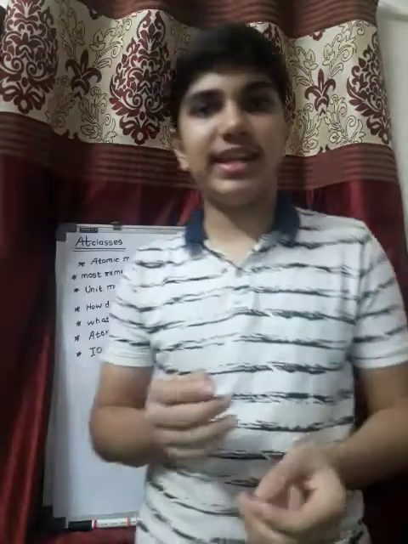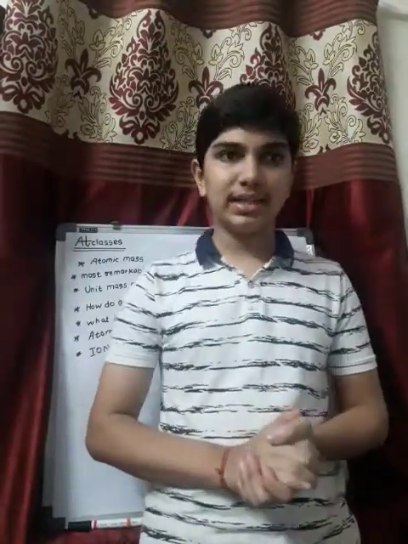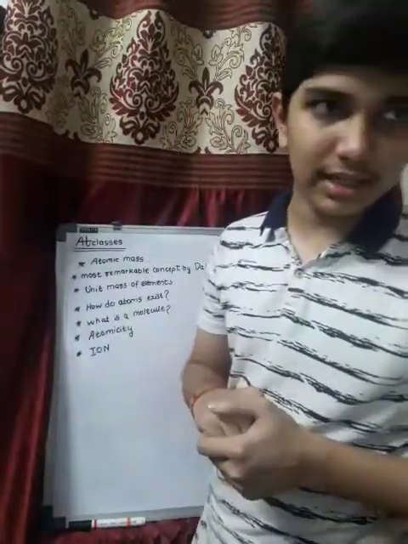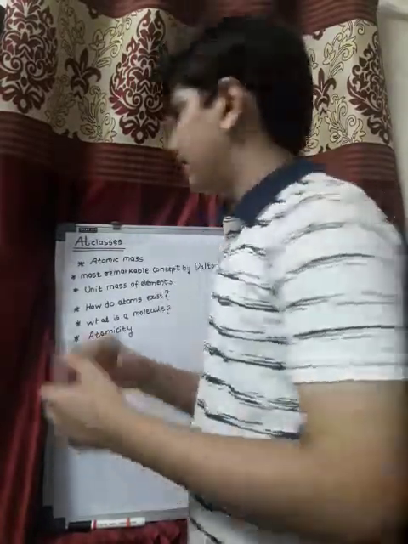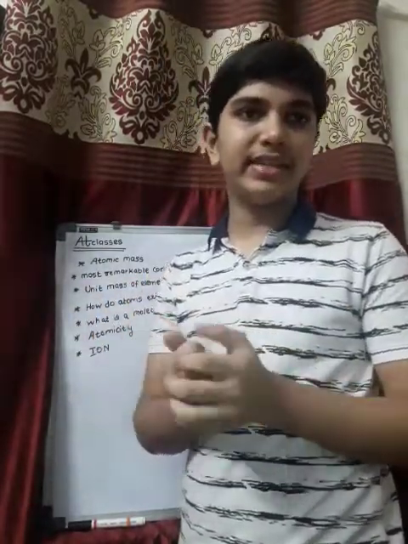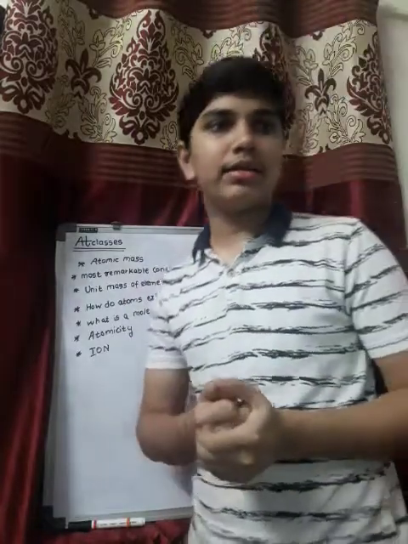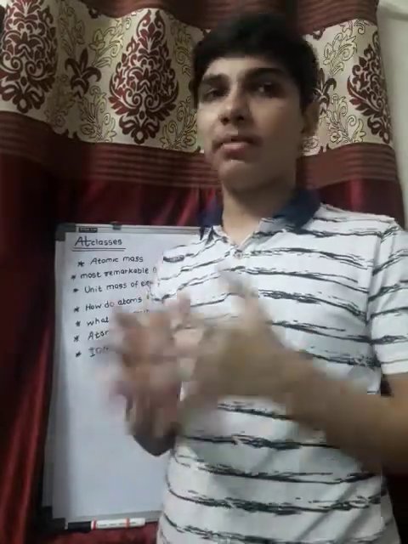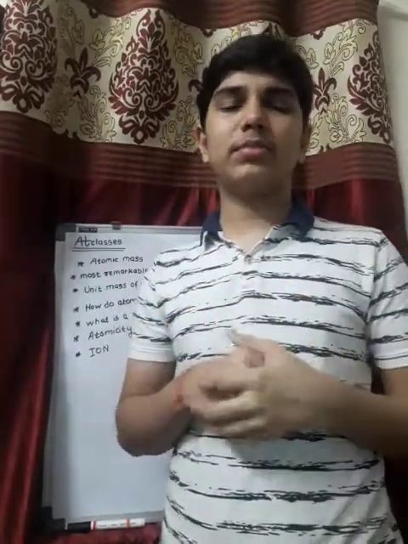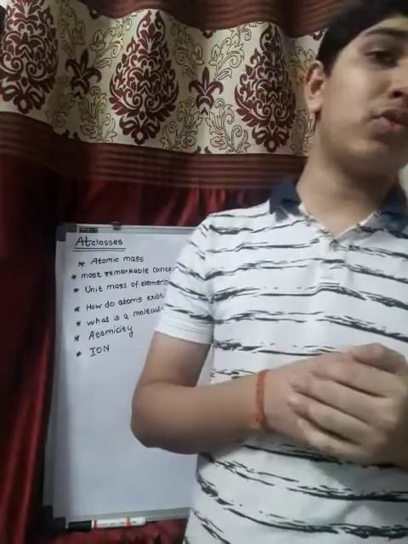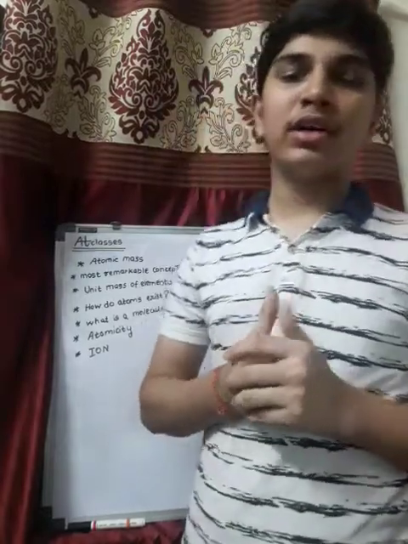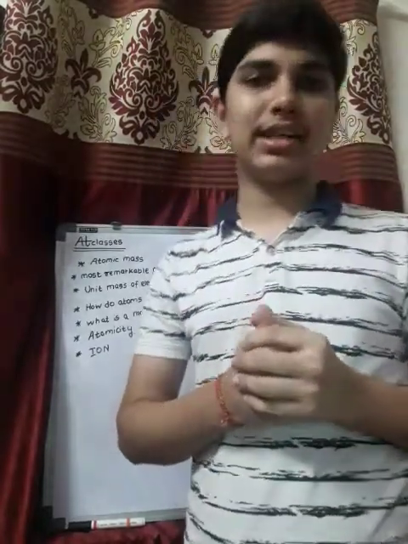So the first thing about atomic mass is it is the most remarkable concept given by Dalton's atomic theory, which proposed that the atomic mass is a thing by which atoms exist, right? According to him, each element had a characteristic atomic mass. This also explains the law of constant proportionality, which we were taught in the last class.